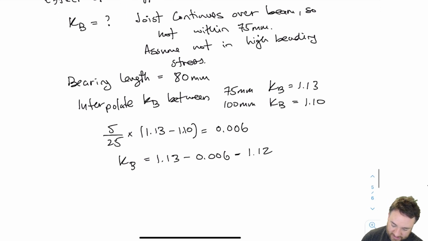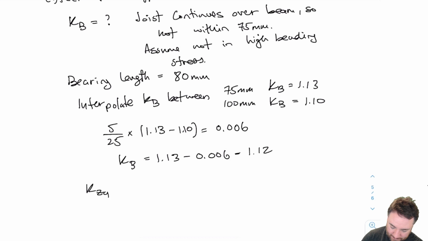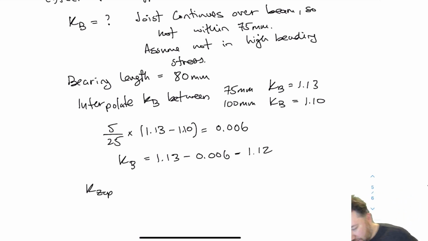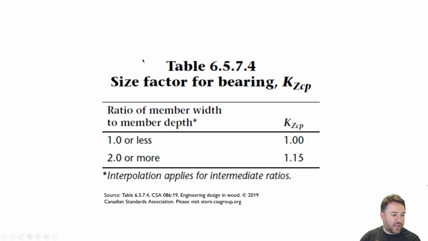And for KZCP now, my size effect factor, now I'm dealing with the joist, right? And the joist is oriented like this, not like this, which were the laminations in the beam. So the joist is like this. So therefore I need to find the width over depth ratio of this. Width is 38, depth is 140 in our case. Okay, so then I can go to the length of bearing factor table, and you'll see 38 over 140 is definitely going to be less than 1. So my KZCP is going to be 1.